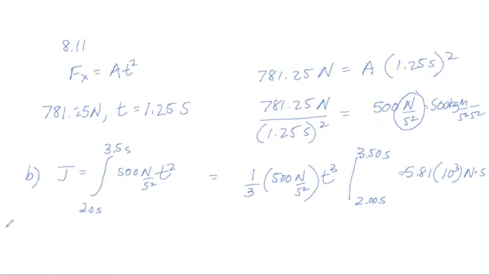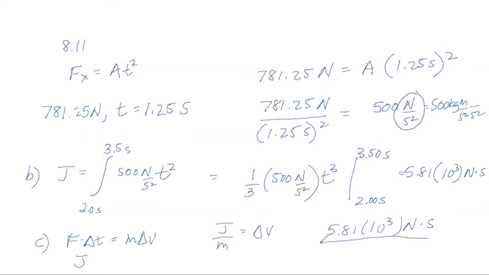And then finally, for part C, we know that F delta T equals M delta V, and F delta T is J. So if I take J divided by M, I'm going to get delta V, and that would be 5.81 times 10 to the third newtons times seconds, divided by the mass of the rocket, 2,150 kgs, and I will get 2.7 meters per second. That was 8.11.